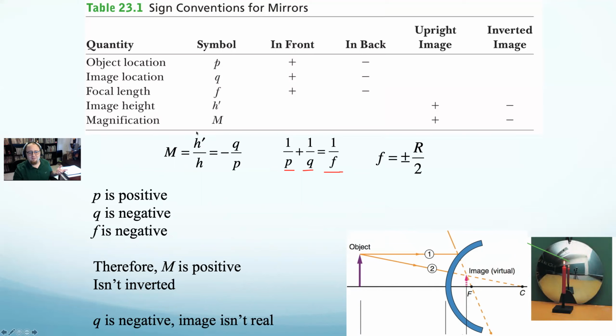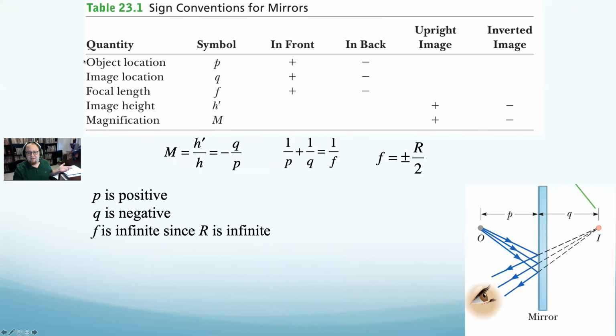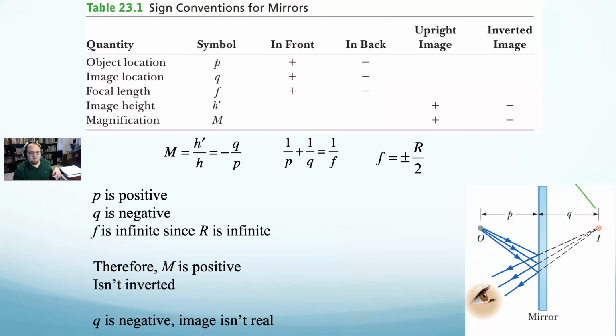And just for fun, for a flat mirror, R is infinite. Because R is infinite, F is infinite. If F is infinite, that means 1 over P plus 1 over Q equals 0. And so you always get P equals negative Q. P equals negative Q means you have an upright image, it isn't magnified, and it's a virtual image.